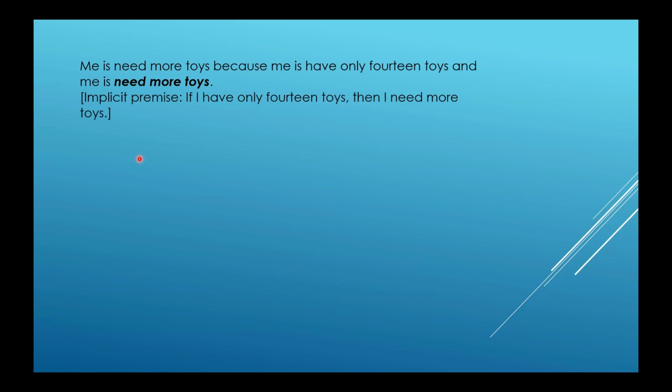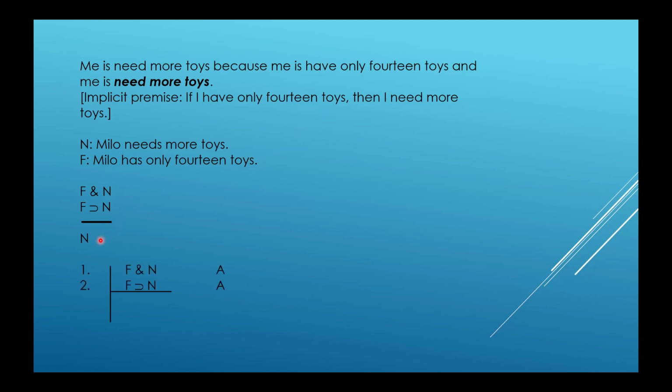We'll go with this: if I have only 14 toys, then I need more toys. So this would be the argument in standard form. F and N, if I have only 14 toys and I need more toys, therefore I need more toys. And here's the derivation. So we have the two premises here. First step is this: we infer F by conjunction elimination. Now you can't skip this step. Remember that we talked about this in a previous video. This is one of those bookkeeping steps that is not explicit in ordinary reasoning.